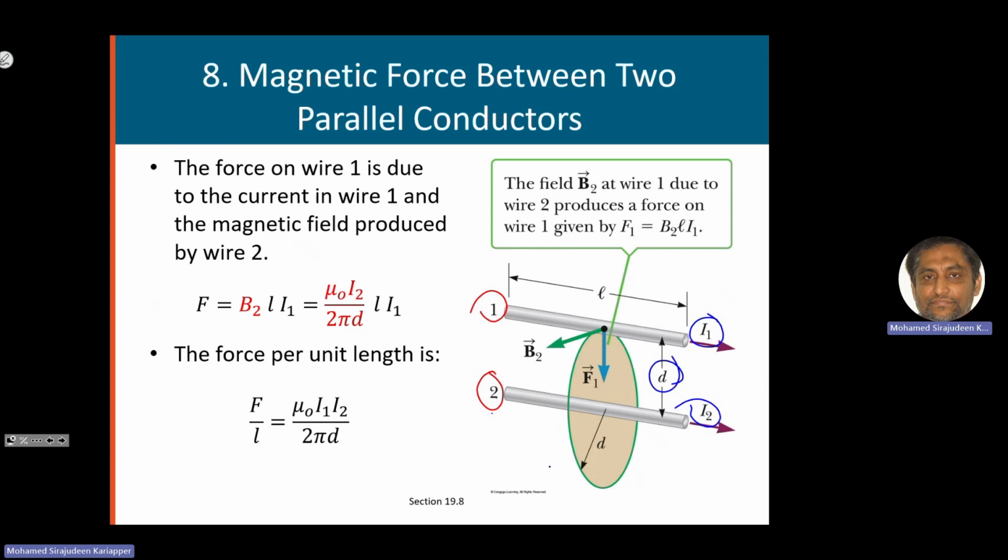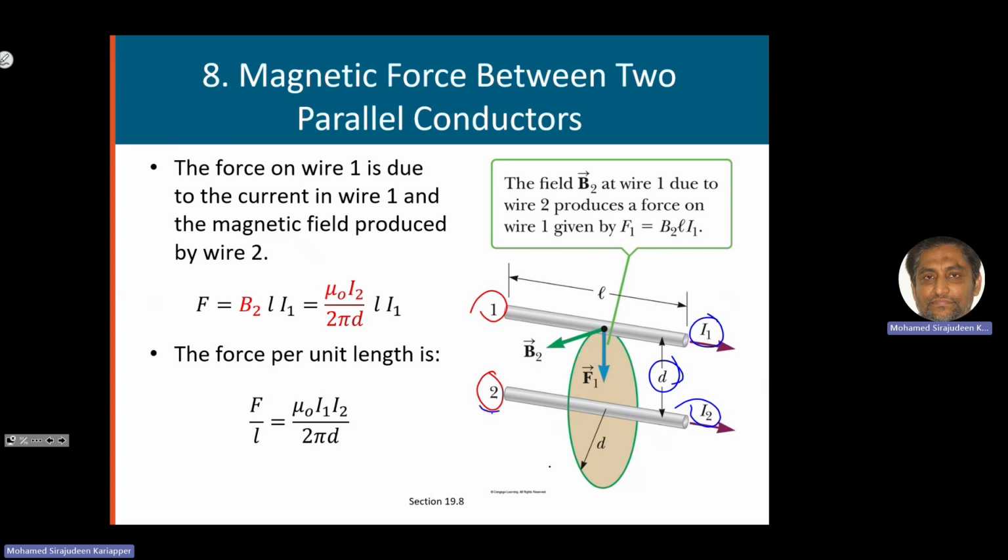Let's imagine the same direction. Then we'll take the case when they are in the opposite direction later. One is carrying a current I1, the other one is carrying I2. You learned before, if you keep a current carrying wire in a magnetic field, it will experience a magnetic force. We learned that before.